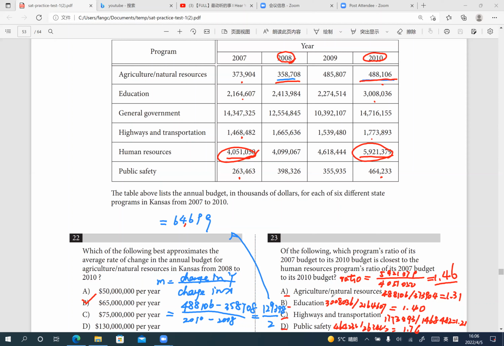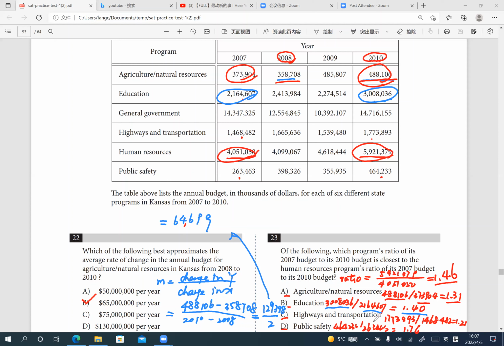So option A, agriculture and natural resources. The ratio should be equal to 488,106 divided by 373,904, and the ratio is 1.31. Continue with option B, education. The two numbers are 3,008,036 divided by 2,164,607. The ratio is 1.4.